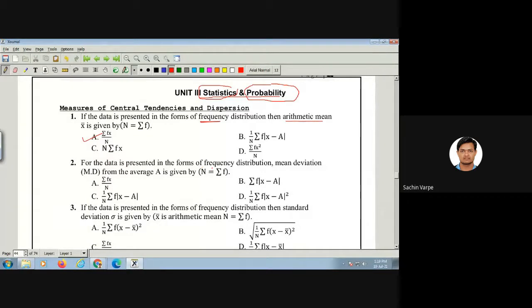For the data presented in the form of frequency distribution, the mean deviation formula. It is the mean of deviation, remember. And what is deviation? What do we call deviation? It is x minus a. The distance from a particular value will be the deviation. So we take the mean of all the deviations, taking the modulus. Its mean means summation of f into that upon summation of f. So that is option C. Mean means average, that is why we are taking summation upon n.